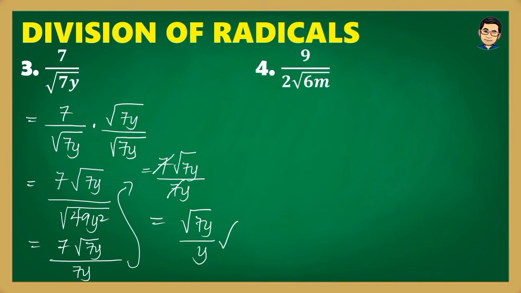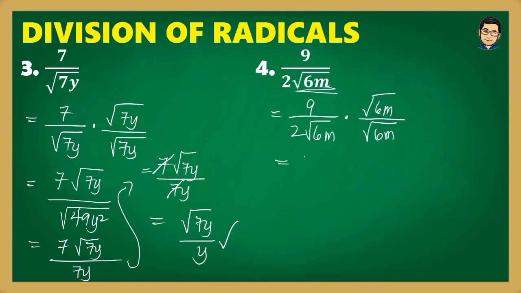Next, 9 over 2 square root of 6m. So, dito po, ang tinatanggal lang po natin dito is yung denominator na may radical. So, in this case, ang i-multiply po natin to both numerator and denominator is only square root of 6m. Hindi po 2 square root of 6m. So, this will become 9 over 2 square root of 6m times square root of 6m to both numerator and denominator.